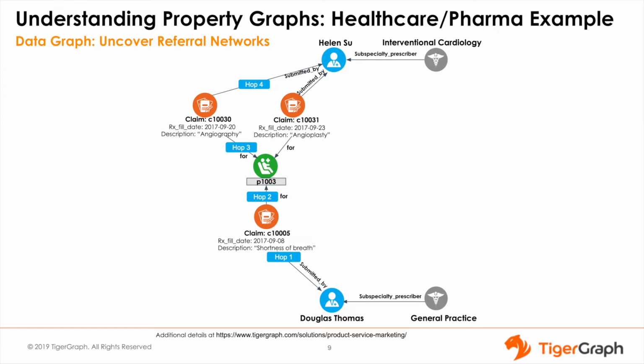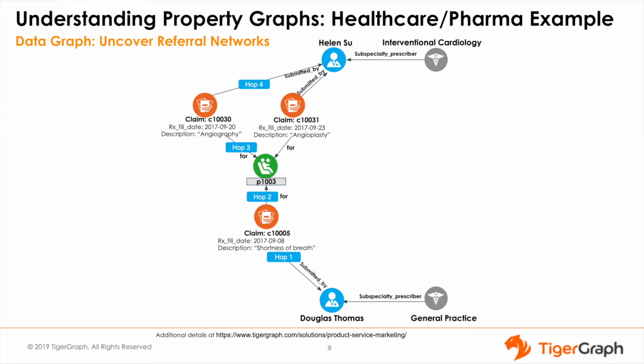This is a 4-hop or 4-level connection from Dr. Douglas Thomas to Dr. Helen Su, with the common patient P1003 connected via 2 claims, one for each prescriber or doctor. The graph database also links them based on a time window to deduce referral relationships. In this example, the claims occurring within 4 weeks are considered for establishing a referral relationship.